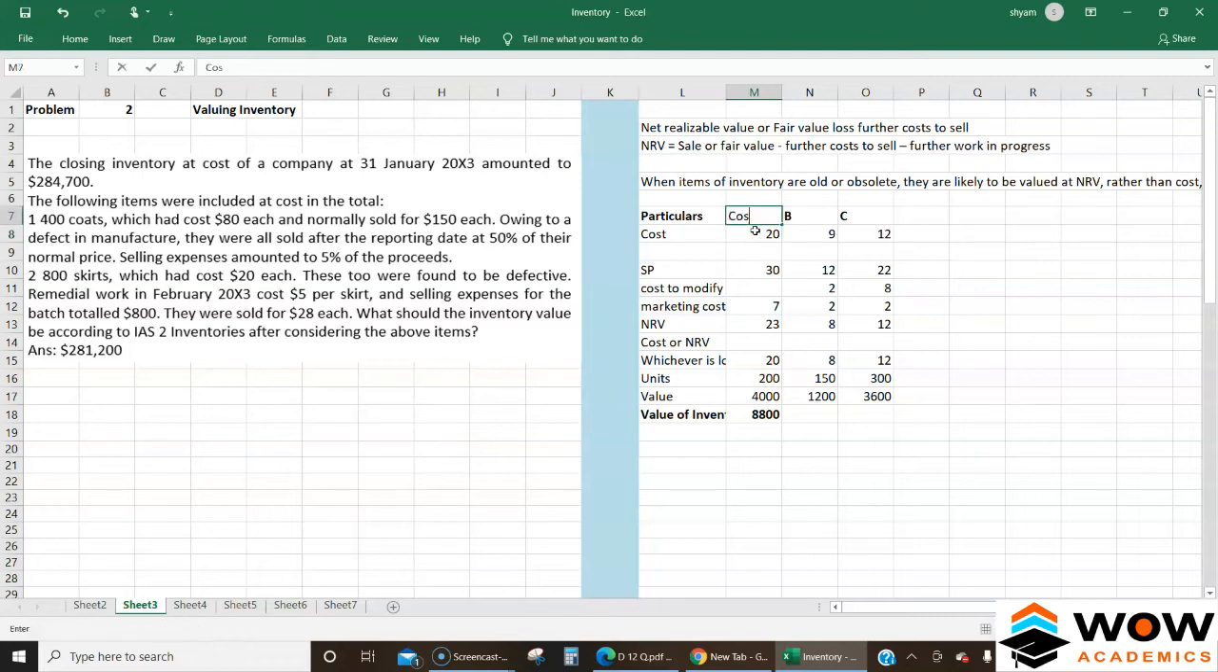Okay, so first we'll find out what items they have. So the first item is coats and the second item is skirts.